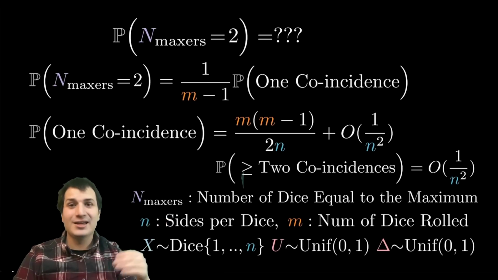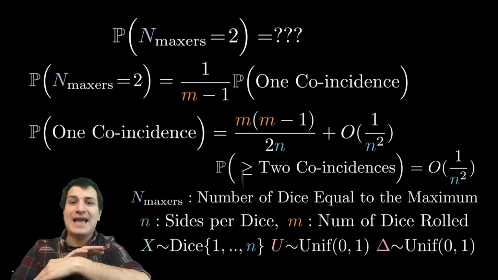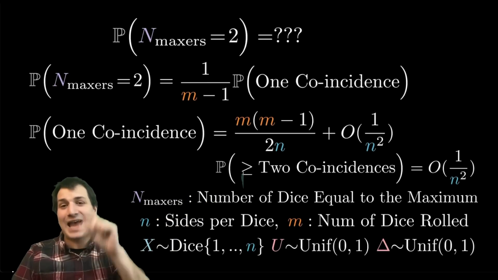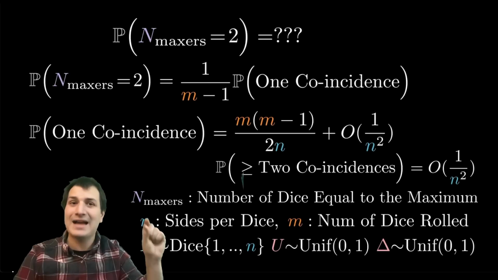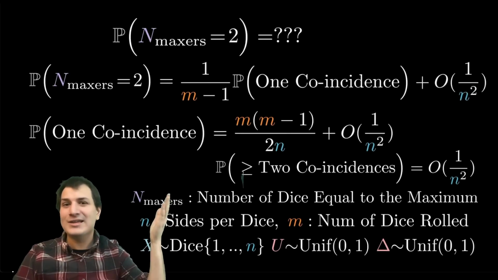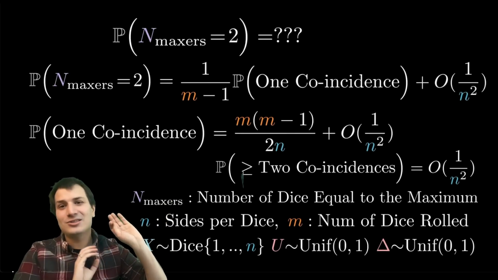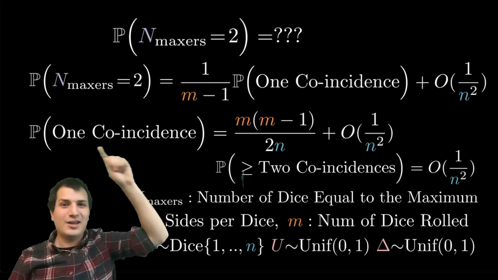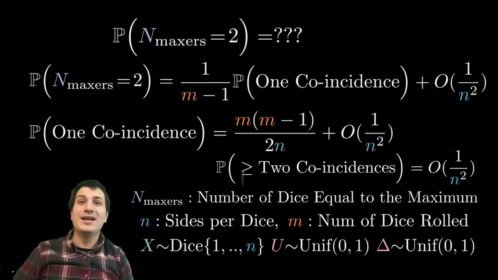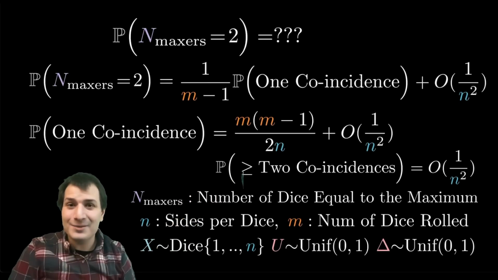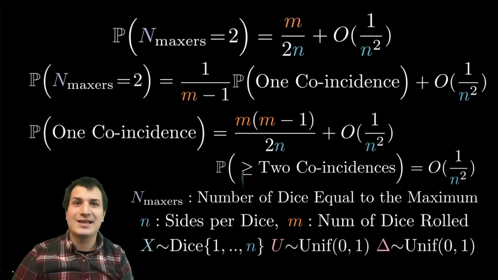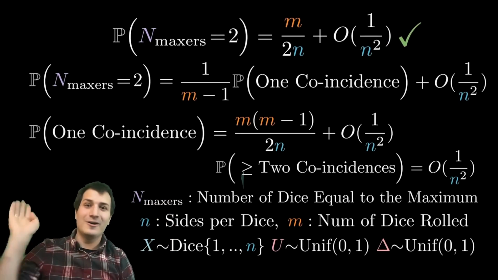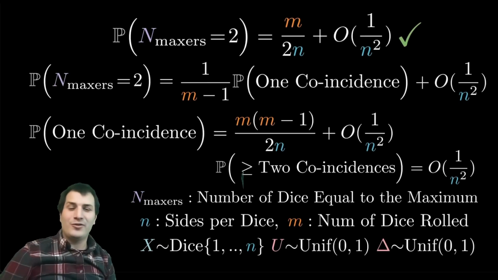So again, by a symmetry argument, to get n maxers equals 2, you need exactly one coincidence somewhere in the population, and then you need a 1 over (m minus 1) chance of that coincidence happening exactly on the largest dice, on the maximum dice. Of course, there are other ways, but the other ways all involve two or more coincidences happening, and that is a super small probability. It's order 1 over n squared. So finally, the probability of one coincidence is m times (m minus 1) over 2n, the probability of n maxers equals 2 is that divided by (m minus 1), while the factors of m minus 1 perfectly cancel out, and you get the answer we wanted, which was m over 2n, plus super teeny tiny errors that we are not keeping track of. Okay, and that finishes the last technical little thing we have to do.